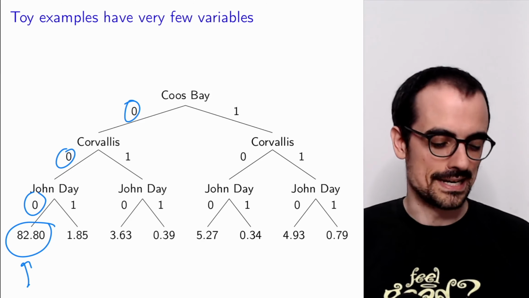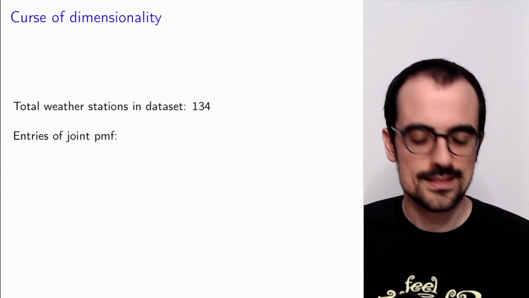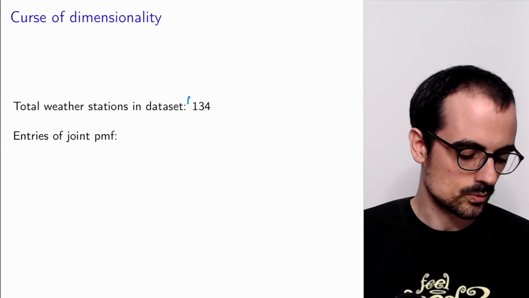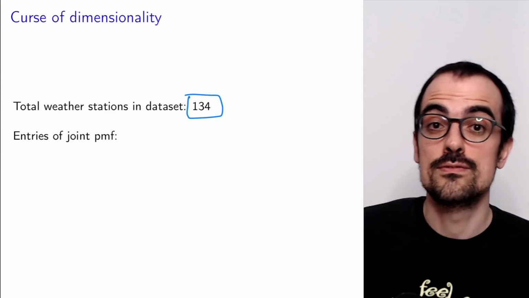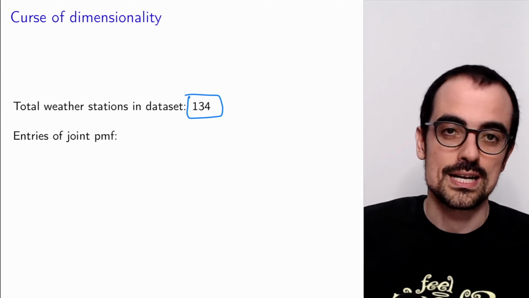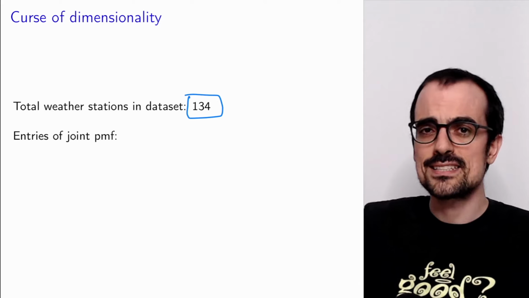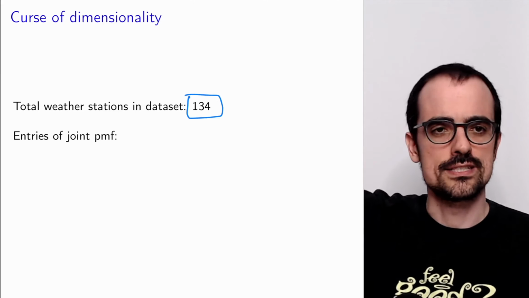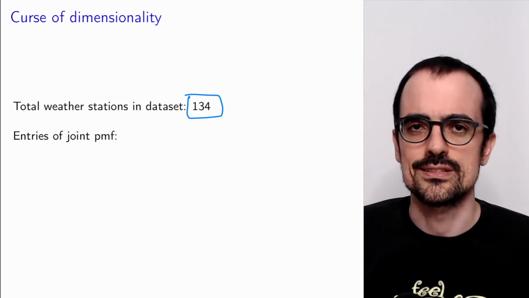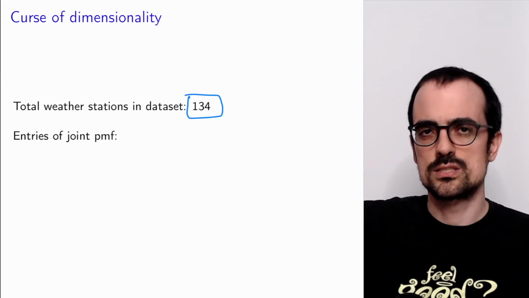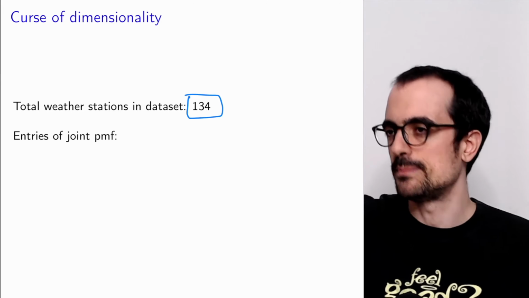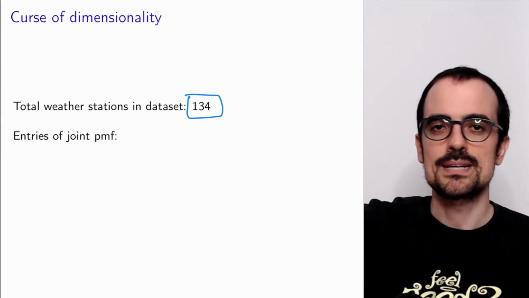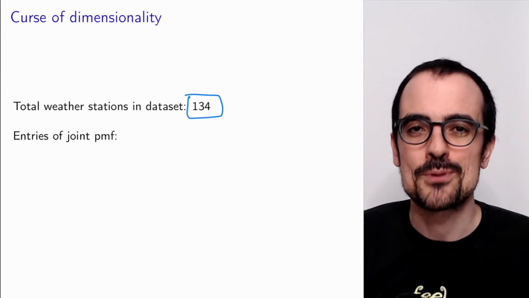What happens in real life? In real life, things like this happen. Like in the data set where I took those data from, there are 134 weather stations. So can I do the same thing? Can I say, let me model precipitation in these 134 weather stations in the US? So I just see what's the possibility that there's precipitation here, no precipitation here, precipitation here. I count them and I normalize. So how many possibilities are there?